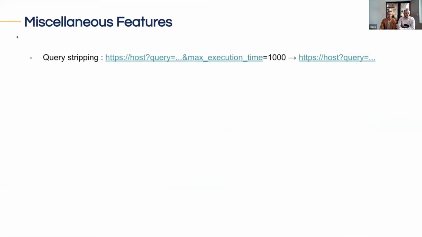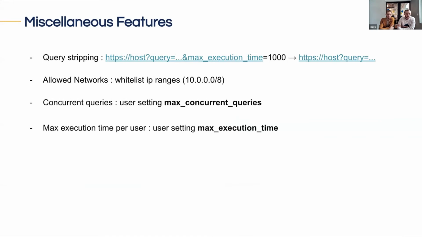Okay, so now some more features that come with Chproxy. First of all, we have query stripping, which is basically useful for security reasons, where you don't want users to be able to pass ClickHouse settings in a query. We also are able to whitelist some IP ranges if we need to restrict access to ClickHouse proxy. And finally, we have two more parameters to add constraints on our users. For instance, we have the max concurrent queries parameter to say that a user can only execute two queries at the same time, and also a query cannot exceed a max execution time in seconds.